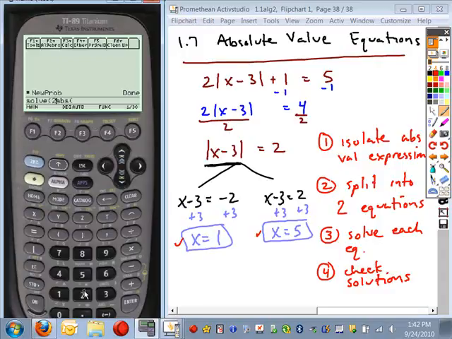So if you take 2 times the absolute value of the expression x minus 3, close off the absolute value, plus 1 is equal to 5, and you're solving for x. It confirms that 1 and 5 were our solutions.